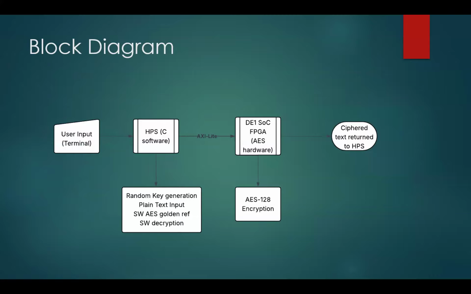The block diagram here is that we are giving a user input. This is done through the terminal, and then the HPS software reads it. After reading it, a random key is generated. And then we have a plain text input, which is further processed by the software AES golden reference, which can be further decrypted. The HPS software processes this and sends it to the FPGA board, that is the DE1-SoC board, through AXI Lite, which can do AES-128 encryption, and the ciphertext is returned to the HPS.